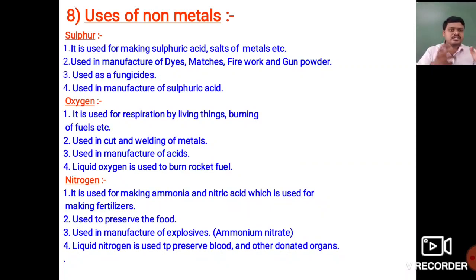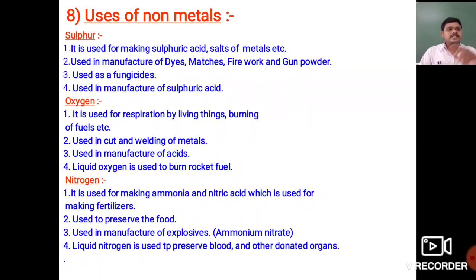And this sulfur will be used in the manufacturing of dyes, matches and as well as fireworks. This sulfur will be used in the manufacturing of gunpowder. This will be used as a fungicide. What do you mean by fungicides? Yes, a fungicide is a type of chemical that will be used to avoid fungus in an agricultural field. So this sulfur will be used as a fungicide and used in the manufacturing of sulfuric acid. So these are all the uses of sulfur.